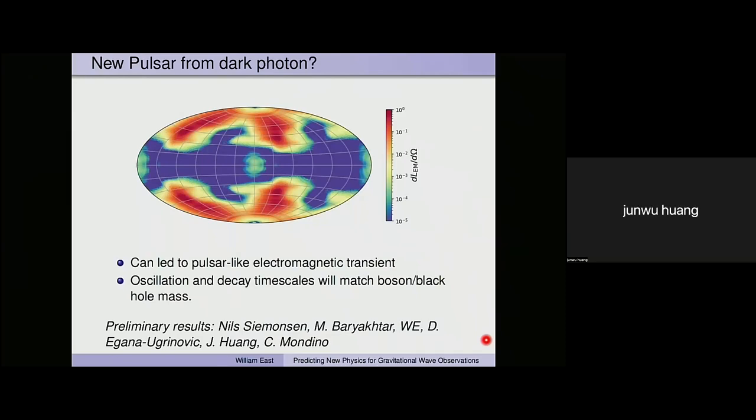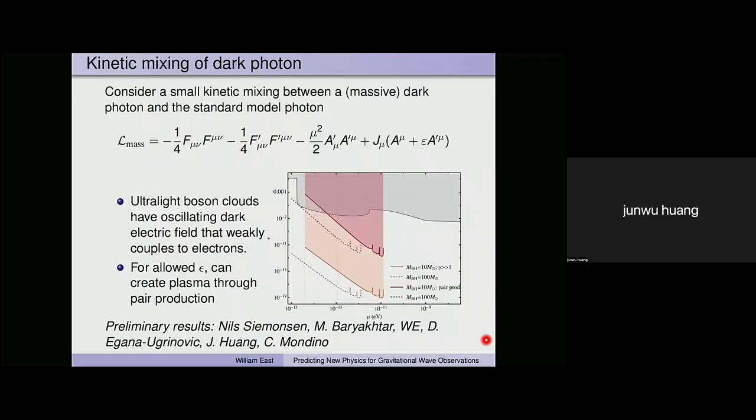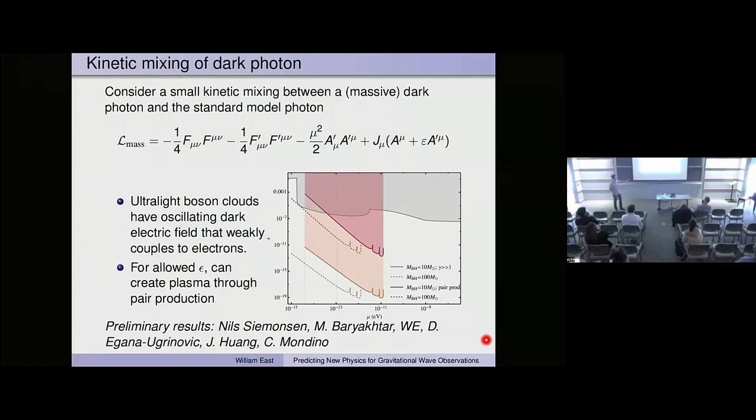Will, can I make a comment? Sure. If you go back one slide, the constraint from 10 to the minus 15 to 10 to the minus 11 eV is coming from CMB considerations, photons going into dark photons during the CMB, which is the gray band right now. Okay, I guess that answers my question.